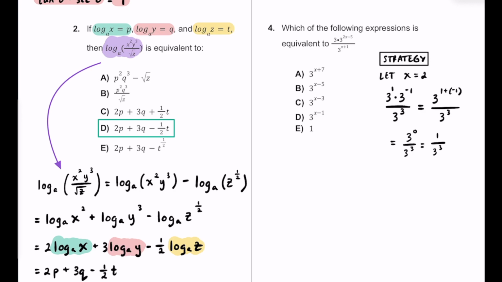So I guess if you take a look at A, if x was equal to 2, would that equal the same thing? Well, I think this would be equal to 3 to the 9th power, which is definitely not the same thing as what we have over here.